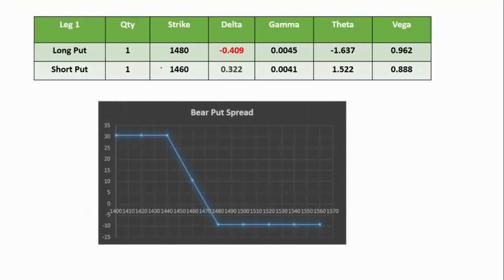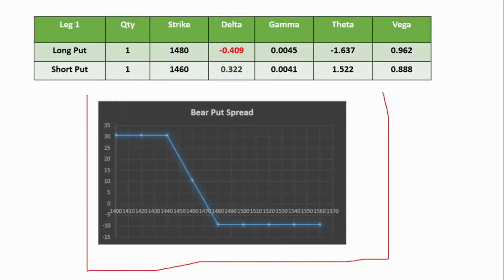So what is the delta position? Before we go on to see the delta position, you can also see the graph, the bear put spread graph. As I said before, this is going to be a fixed profit when the price reaches 1,440. That will be the maximum profit of 30 rupees 92 paise. Even if the price goes to 1,400, the maximum profit would be 30 rupees 92 paise in premium.